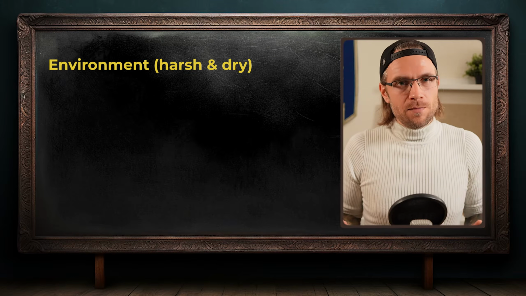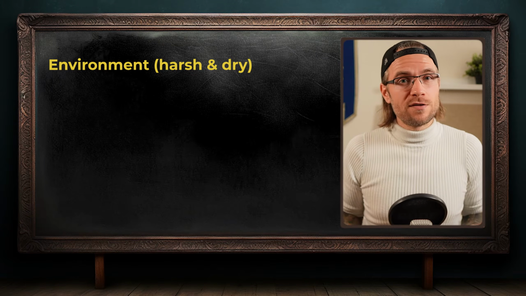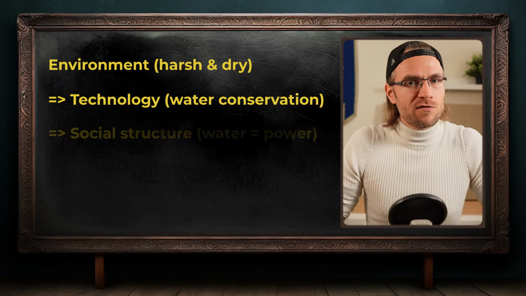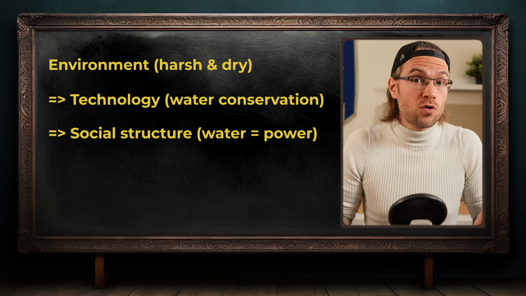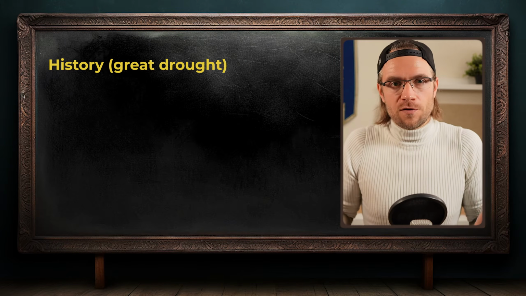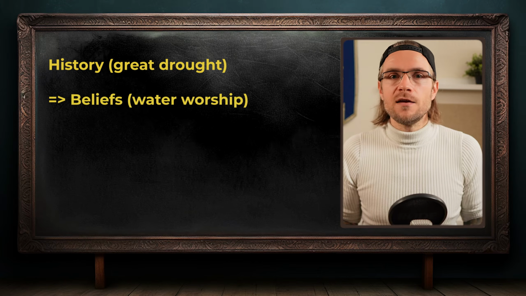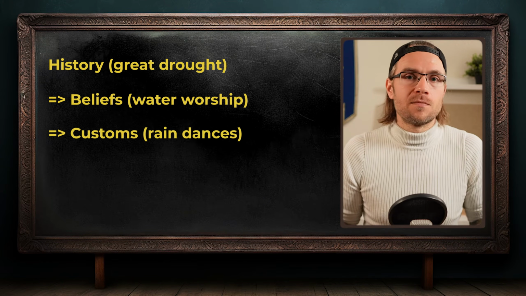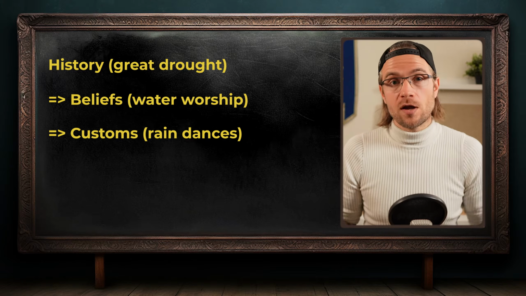For example, let's say you have a culture that lives on the edge of an ever-expanding desert. Their environment, which is harsh and dry, influences their technology of advanced water conservation, which in turn affects their social structure, which is all about those who control water hold power. And their history, including legends of a great drought, shape their beliefs that fuel water worship, which influences their customs that include rain dances and water-sharing rituals.